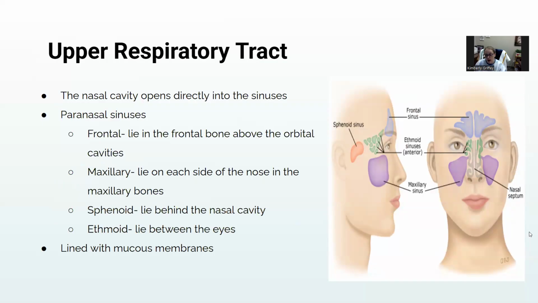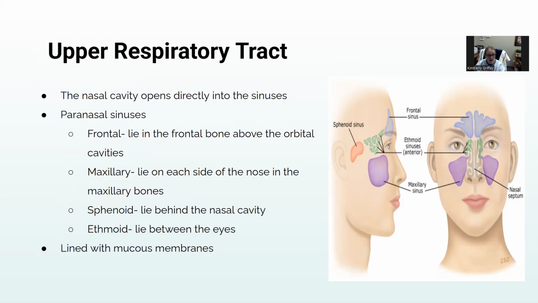So with the upper respiratory tract, the nasal cavity opens directly into the sinuses. And the sinuses are hollow areas that make up the skull, and they make it lighter. And so this is what affects our voice. So you have your sinuses down here, and then you have your frontal sinus. Your frontal sinuses lie in front of the bone, so above the orbital cavity. So this is your frontal sinus. Your ethmoid sinuses are between the eyes. So when you have a sinus infection or sinus headache, that's why you feel it in between your eyes.